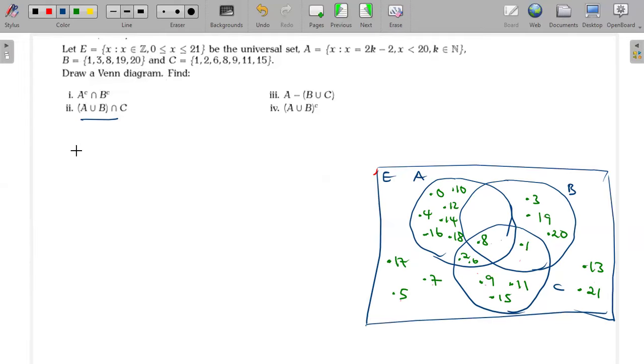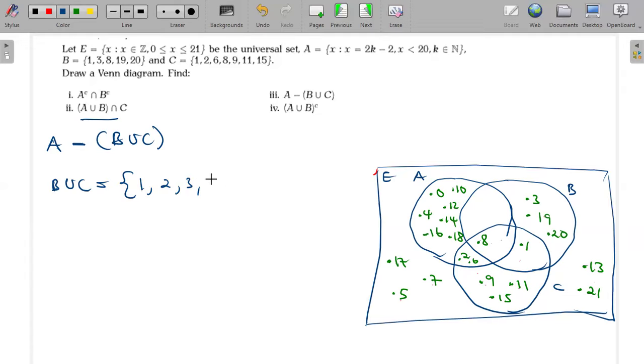So next here, the next one, you have A difference with B union C. So here, I'm going to first list out B union C. You're looking at combining elements that are in B and in C. So that is going to be number 1. There's 1 there. There's 2 there. Okay. There's 3 in B. Is there 4? No, 4 is not here. 5, no.